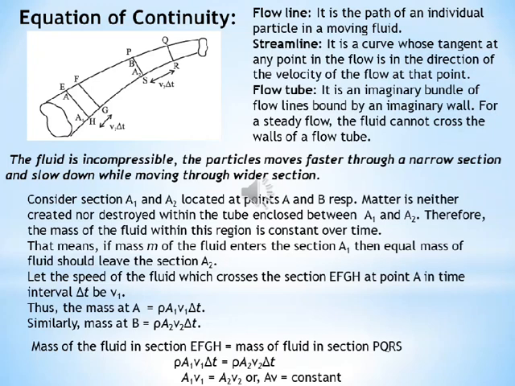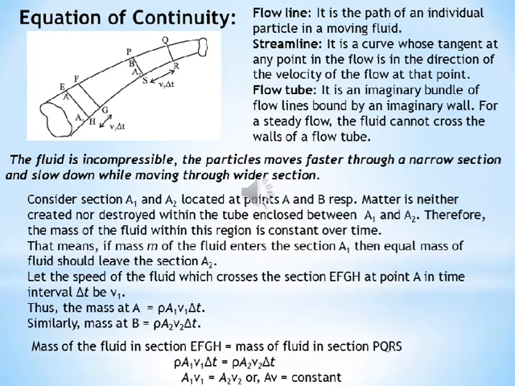That is the flow tube. There are two parts. The first part is EFGH and the second part is PQRS. EFGH has area A1 and PQRS has area A2. You can directly say that A1 is greater than A2 because PQRS has a narrower section, a narrower area, and EFGH has a wider area.